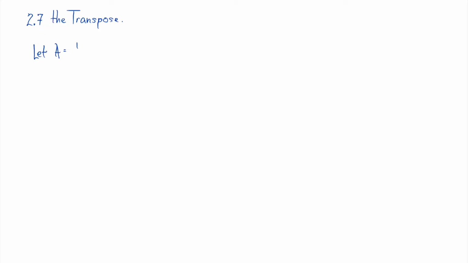We'll start with just an example. Let A be a matrix of 1, 2, 3, 4, 5, 6. Notice this has 2 rows and it has 3 columns. So this is a 2 by 3 matrix.